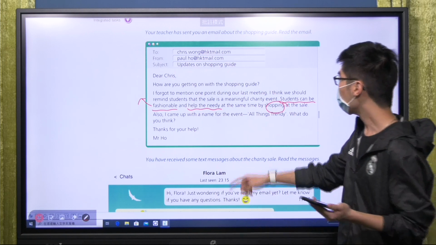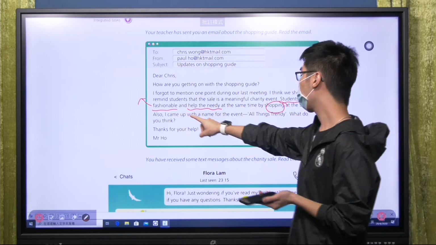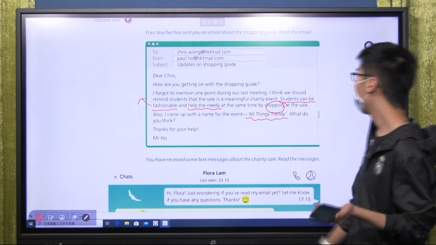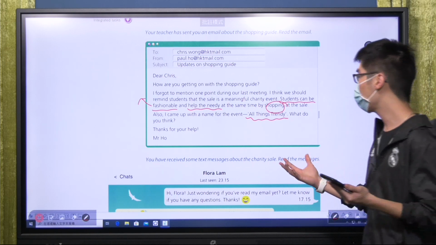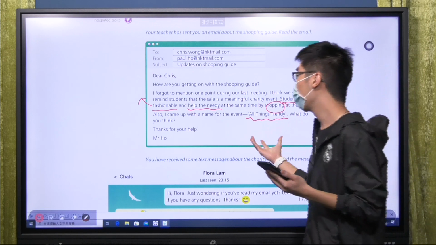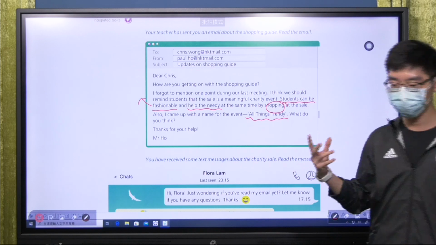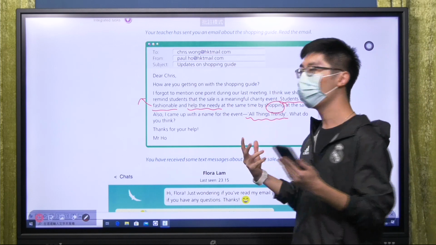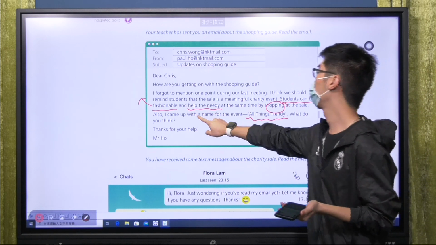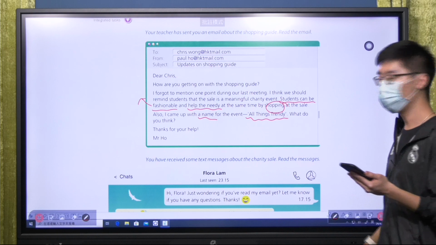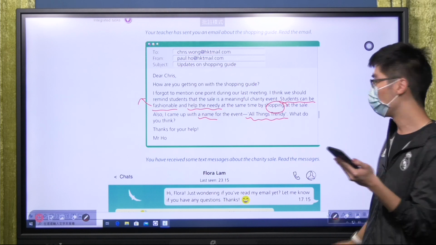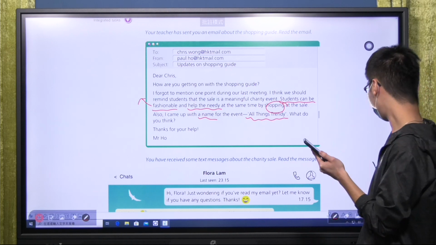Okay, and so I came with a name for the event. Okay, this is also very important. It is giving a name for the charity sale. It's called All Things Trendy. Okay, so at this part, you know that you need to have what? You need to know the purpose for the charity sale is what? Help the needy, and then the name is what? It's called All Things Trendy. Okay, so this is very important for you to mark down on your book, and then you need to use later. Okay.